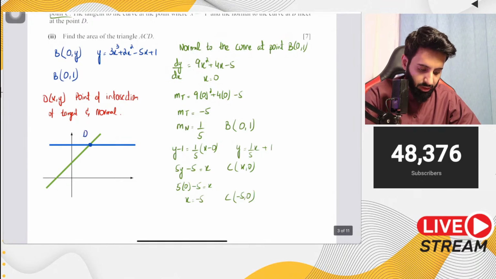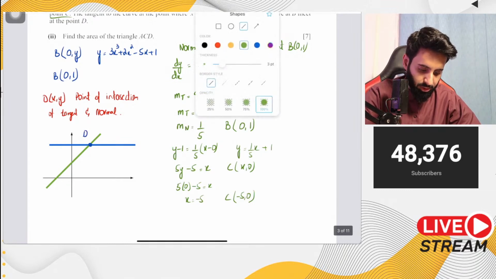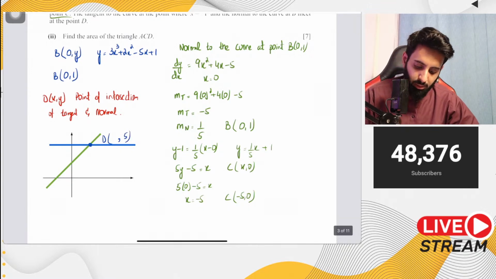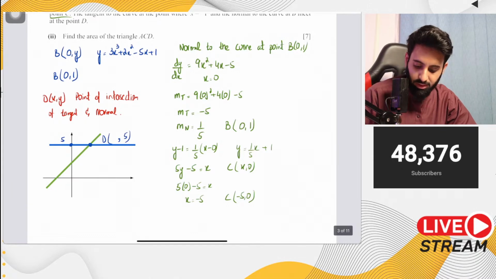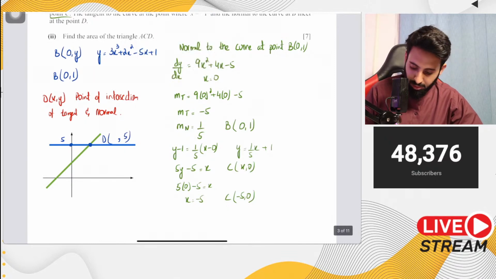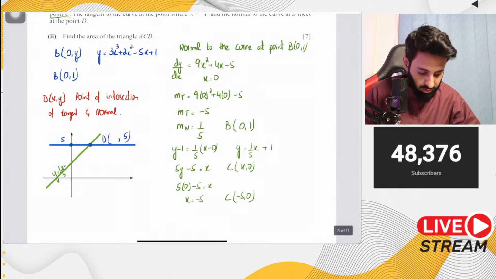Now one coordinate of D is for sure 5. Why is that? Because the horizontal line where D is at is y equals 5. Now this green line over here has the equation y equals 1 upon 5x plus 1.